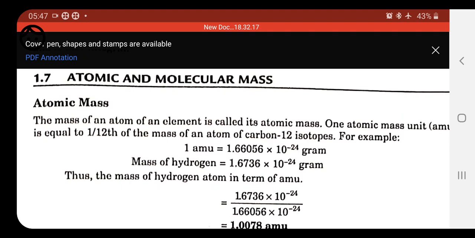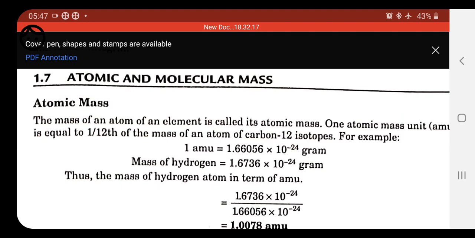So here one atomic mass unit is equal to 1.66056 into 10 to the power minus 24 gram. So when they measured hydrogen, the mass of hydrogen is a little bit above one atomic mass unit of carbon. That is 1.6736 into 10 to the power minus 24 gram.